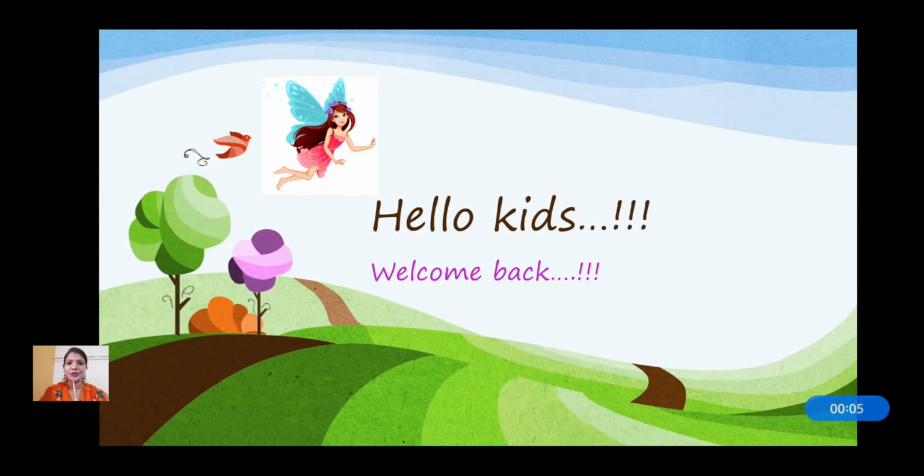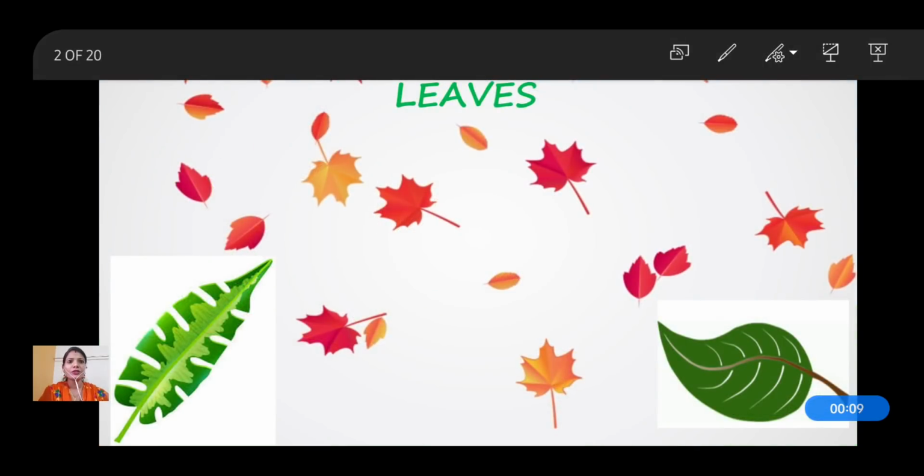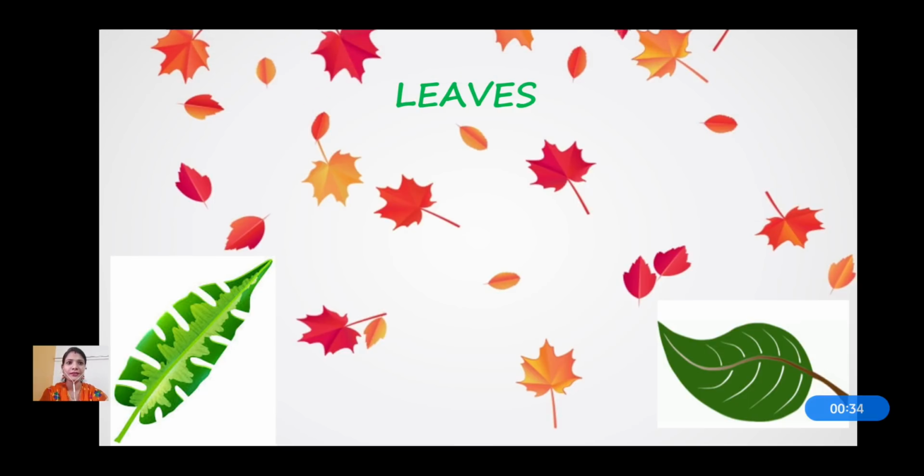So today we are going to proceed for our new topic. Okay. So leaves. Our today's topic is leaves. Now what are leaves? We all know leaves. We all see different types of trees, different types of plants around us, isn't it? So why are the plants known? Because they have leaves, they have flowers, they have roots, they have stem, isn't it? So today we will learn in detail about leaves.